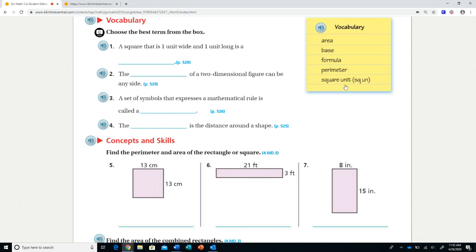Question number 2 says the blank of a two-dimensional figure can be any side. Number 3, a set of symbols that expresses a mathematical rule is called a blank. And number 4, the blank is the distance around a shape. I don't know if you've noticed, but they also tell you here that this answer can be found on page 529, as will this one. This one is on page 526 and 525.